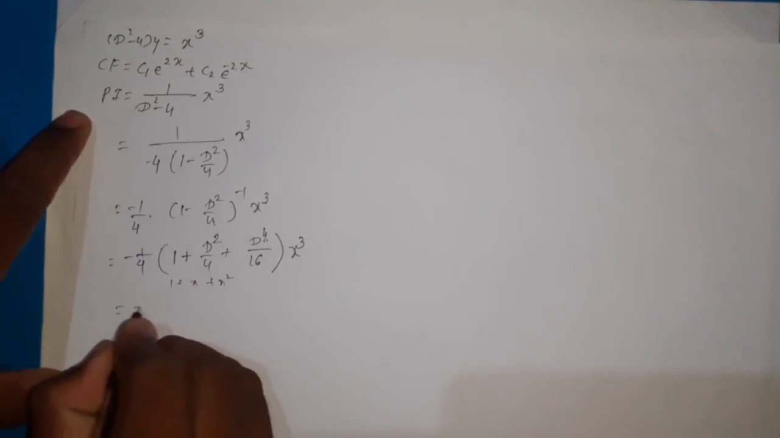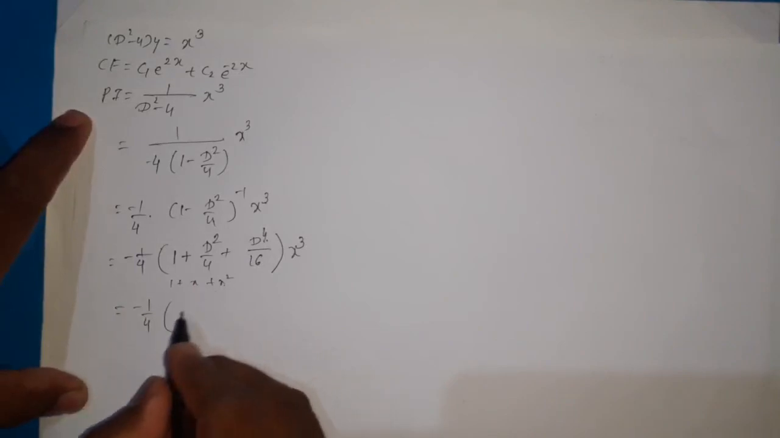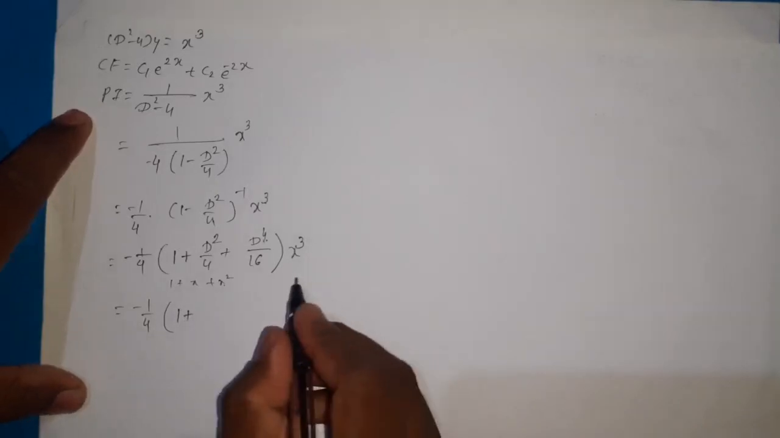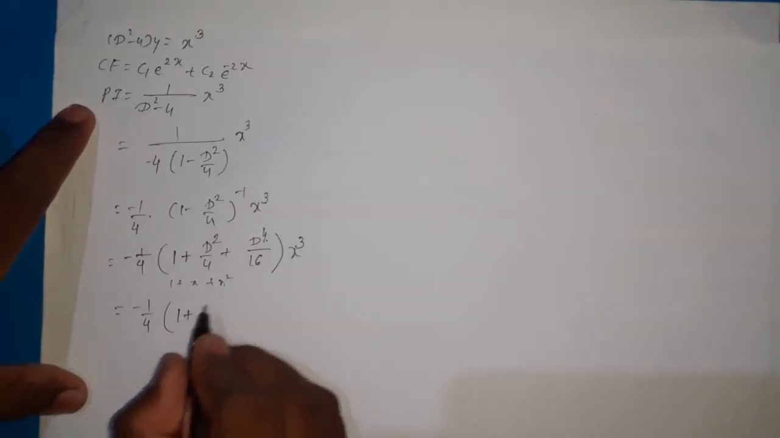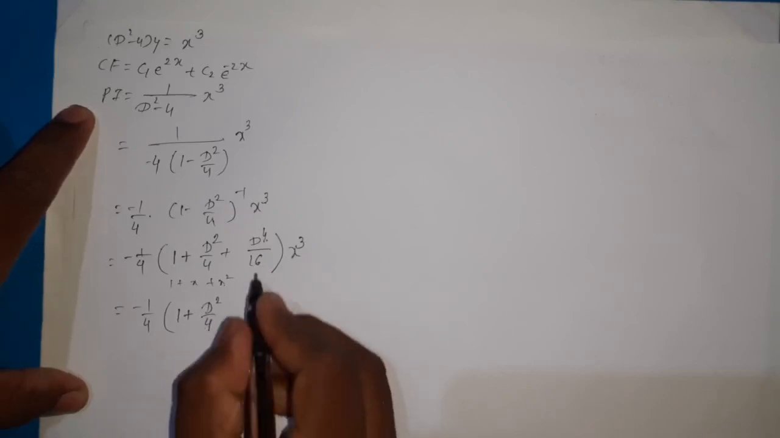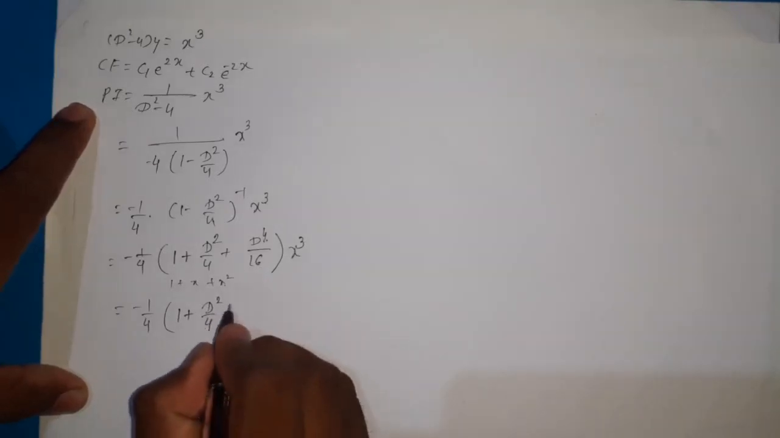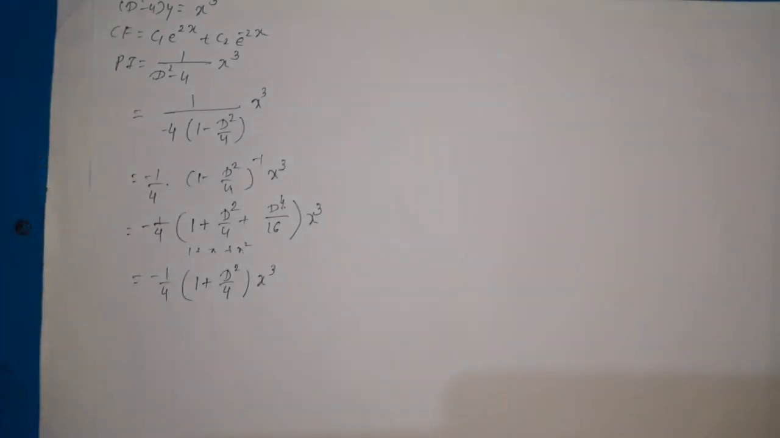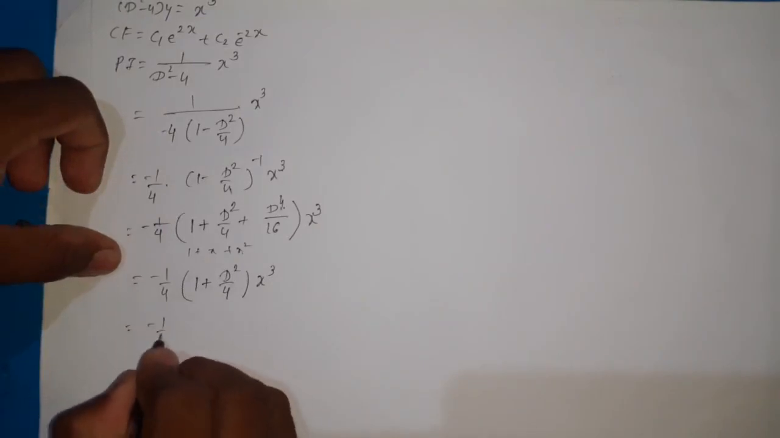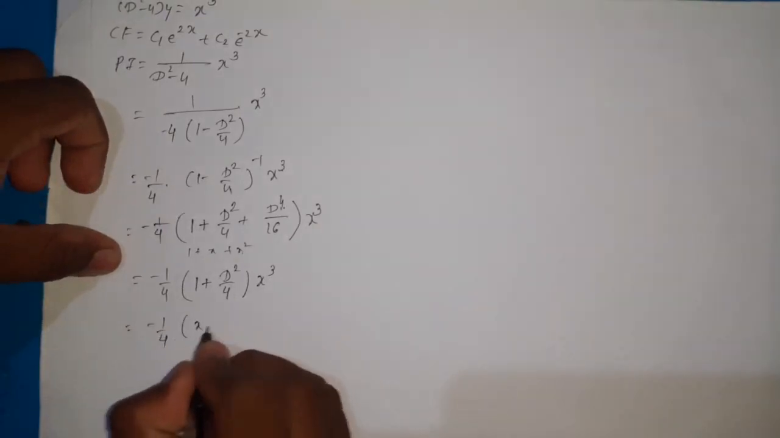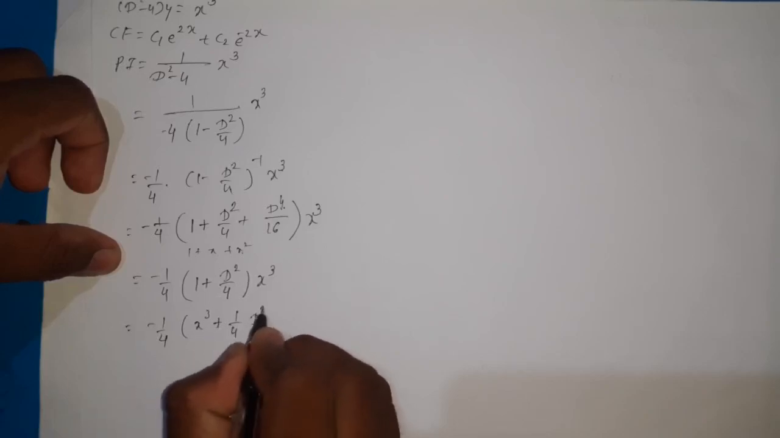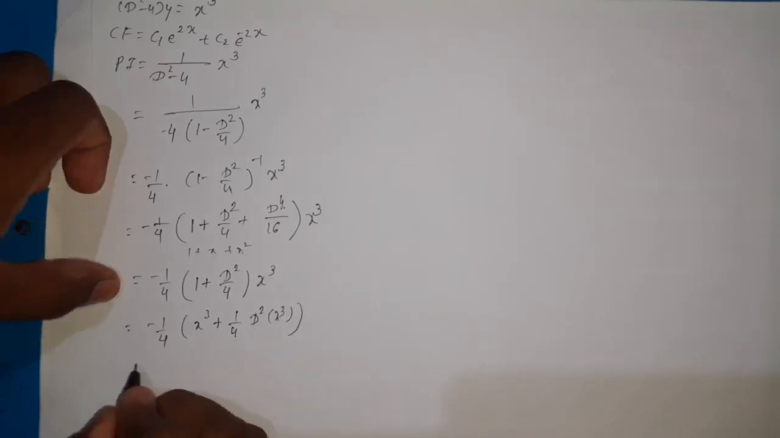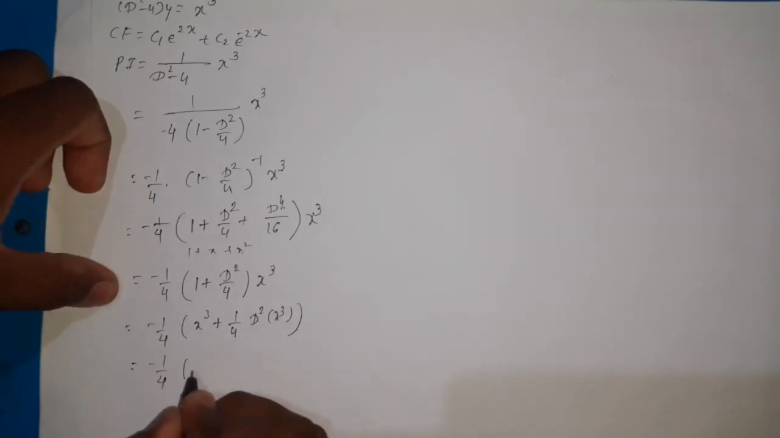So therefore in the next step, 1 by minus 4, here consider the terms for which the derivative is non-zero. So 1, that is constant, and D square by 4 is non-zero, and D power 4 becomes 0. So therefore we are not considering that. So therefore 1 plus D square by 4 x cube. Then it is equal to minus 1 by 4. Now multiply this one, this is x cube plus 1 by 4 D square of x cube. It is equal to minus 1 by 4 x cube plus 1 by 4.